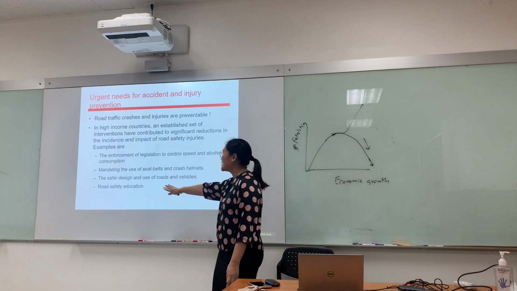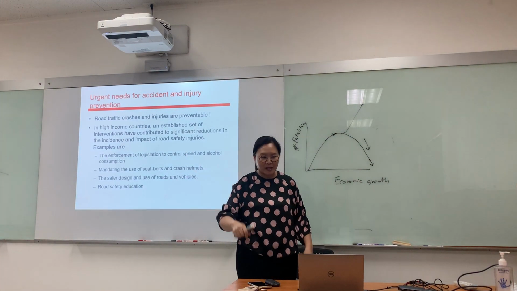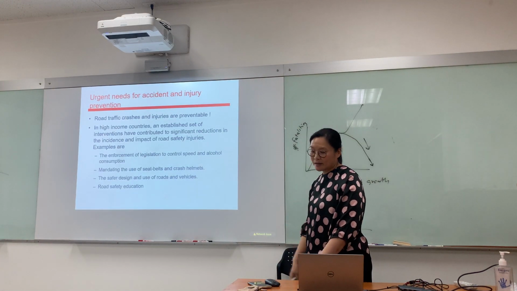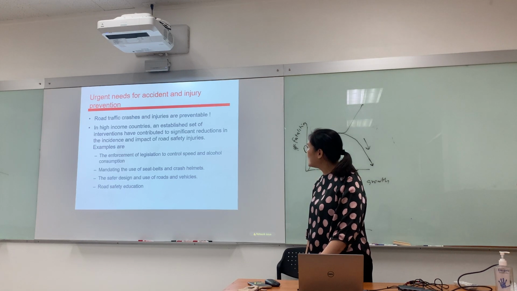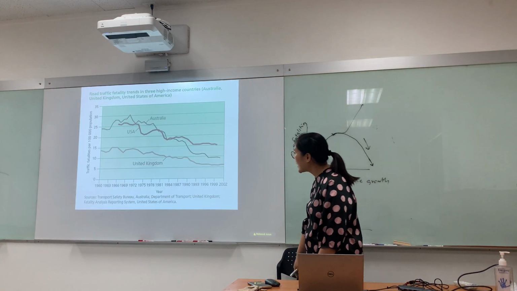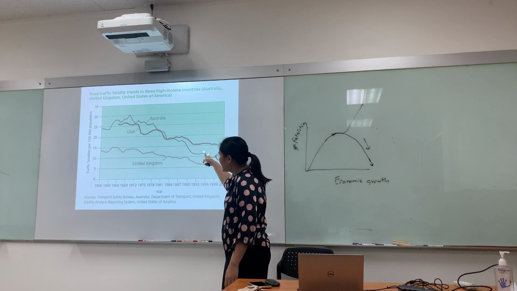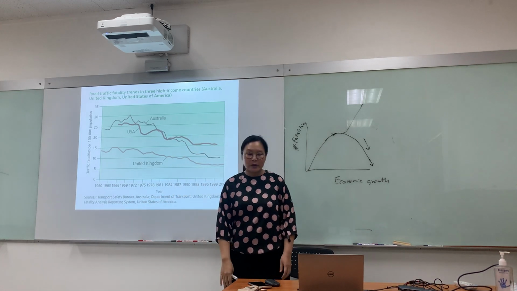Next, road safety education. Like Japan, they have good safety education. So we can do it. It can be preventable, and that's why, look at the graph. Australia, USA, UK, the graph keeps going down, going down, going down.